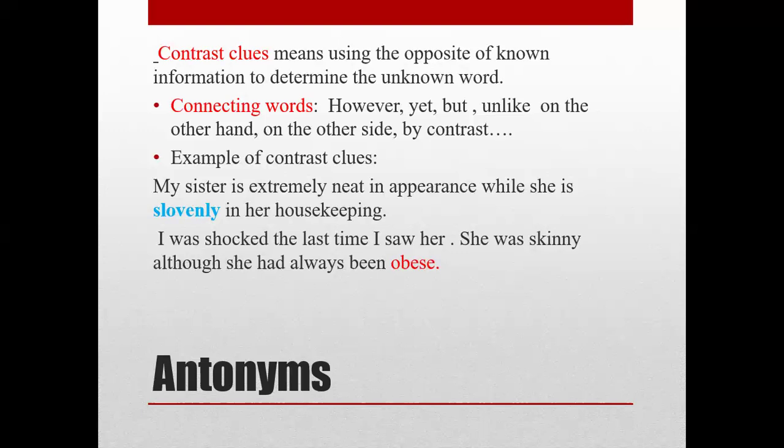You have also like and unlike. Unlike is used as a preposition. It's not a verb. The verb is like and dislike, if we speak about like as a verb. So here we have this one. For example, my sister is extremely neat in appearance while she's slovenly in her housekeeping.